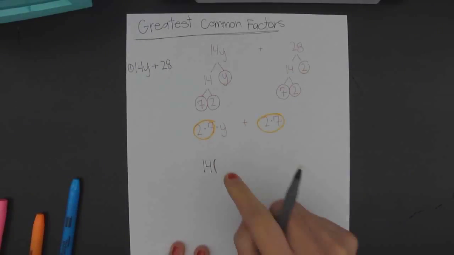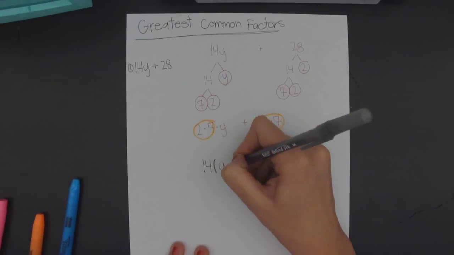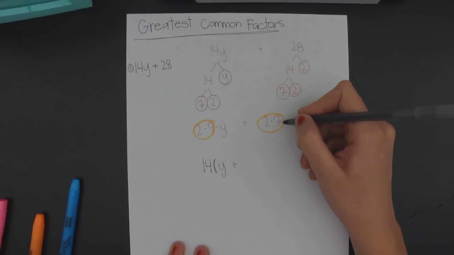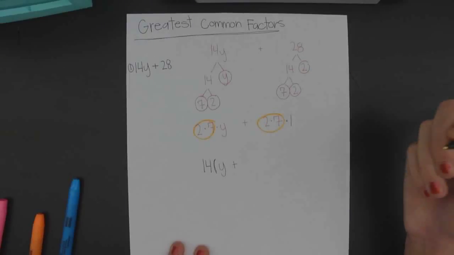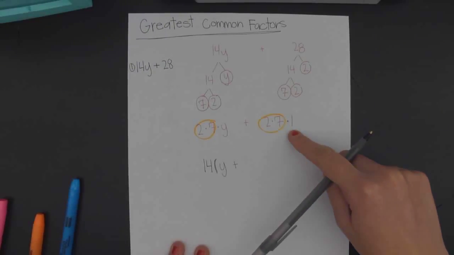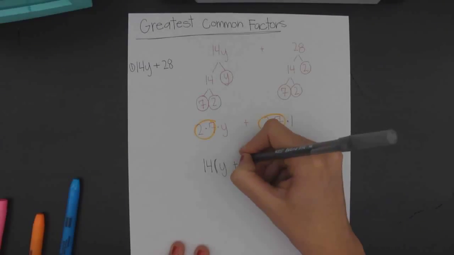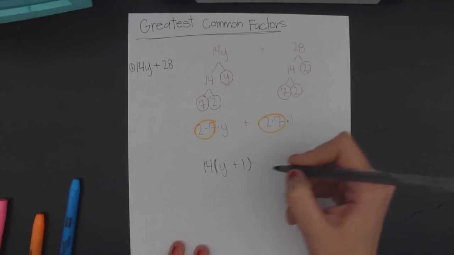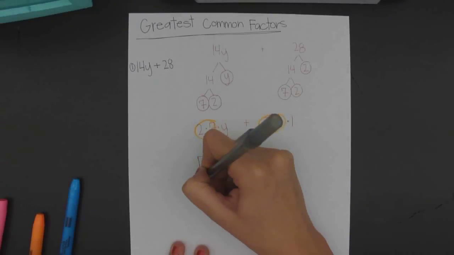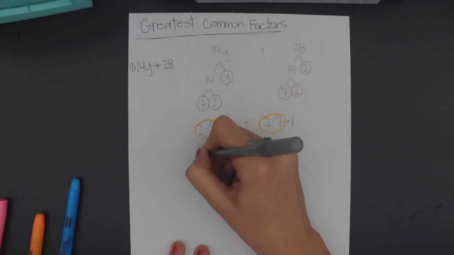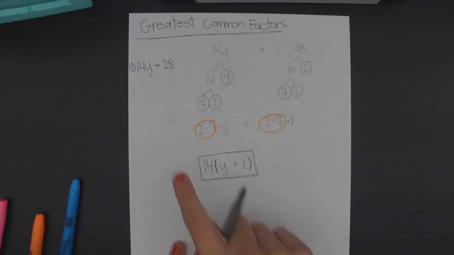What I'm left with on this side is a y, and what I'm left with on this side is nothing, or 2 times 7 times 1, right? If you pull out everything, when we're multiplying, we just multiply by 1. So all that could be left on that side is a 1. So my final answer would be 14 parentheses y plus 1. I have just pulled out the greatest common factor of this original equation.